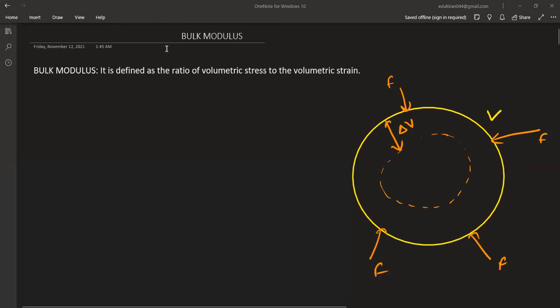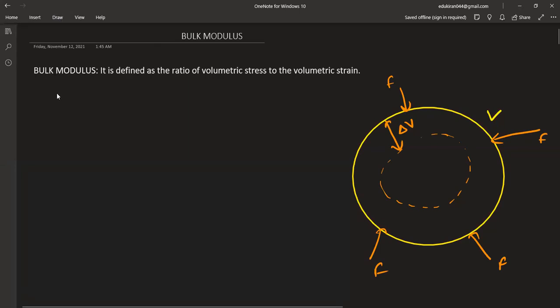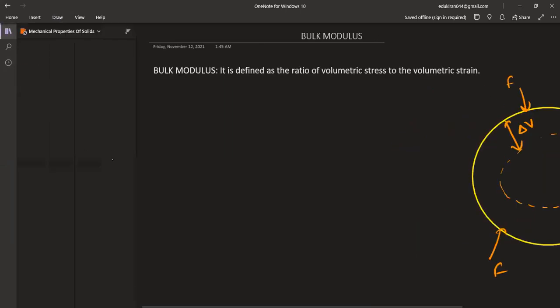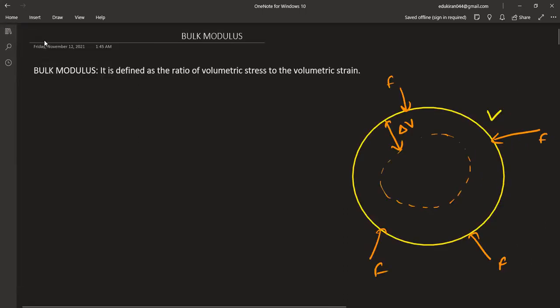Okay, now the last type of modulus, which is bulk modulus. The first one we have done is Young's modulus. This is bulk modulus, and one more, that is shear modulus. Due to length, we were getting the Young's modulus. Strain was longitudinal strain, and the stress was also longitudinal stress. So here the change is present in volume.